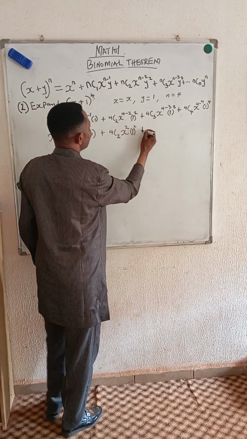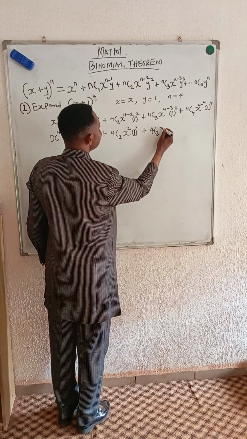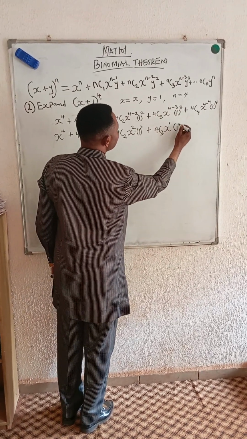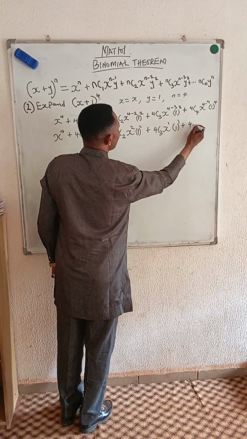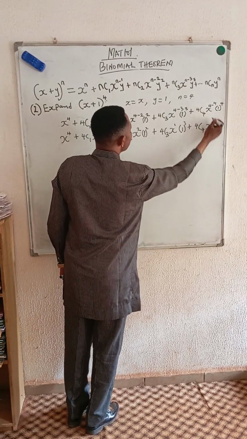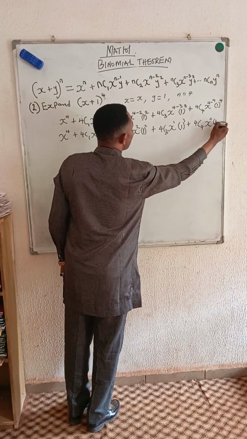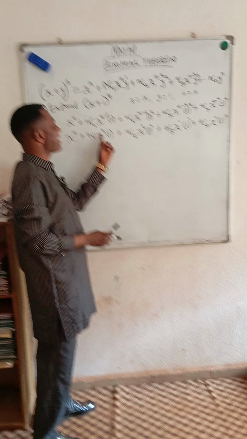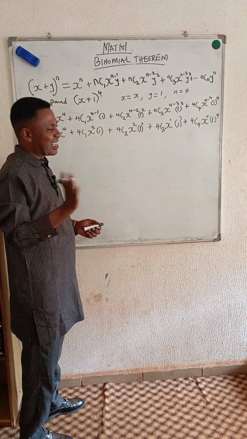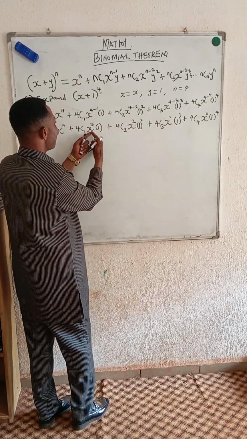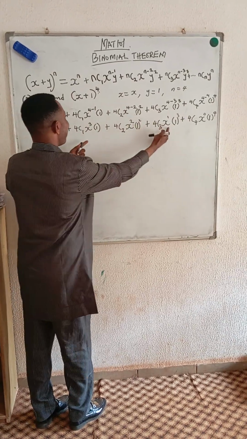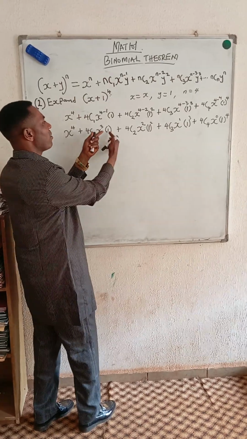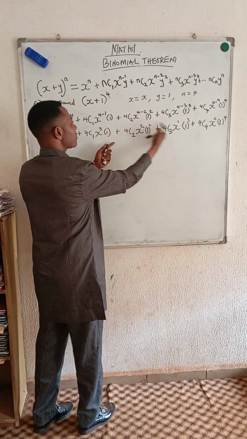I have my reason. Plus 4 combination 3, x, 4 minus 3 is 1. Let me put the 1 there, 1 power 3, plus 4 combination 4, then x, 4 minus 4, we have 0, then 1 power 4. If you look at this critically, you discover that the power of x reduces while the power of y increases. Look at the x: x power 3, x squared, x power 1, x power 0. But when you look at the y, which is represented as 1 now: 1 power 1, 1 squared, 1 power 3, 1 power 4.